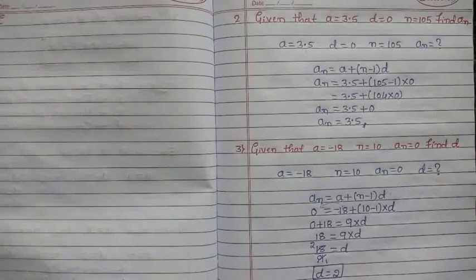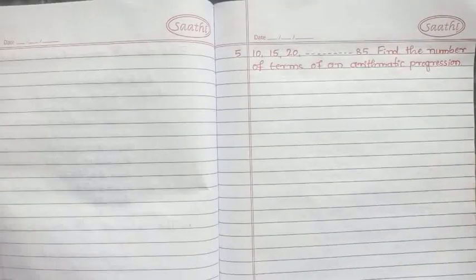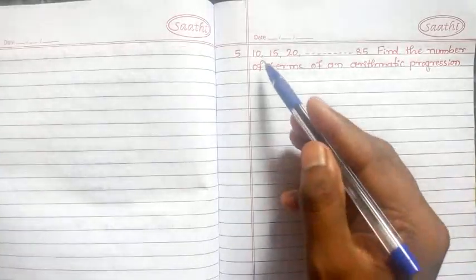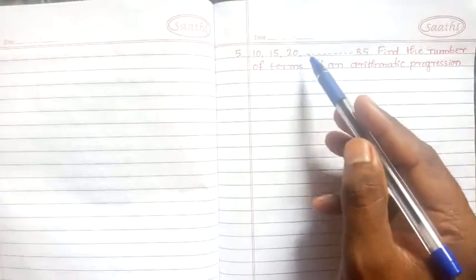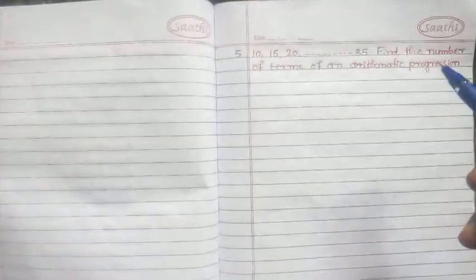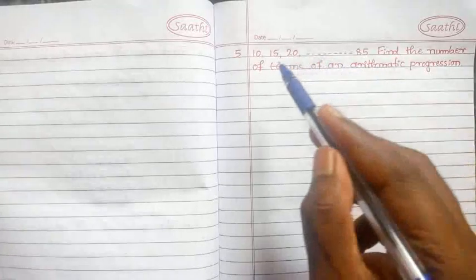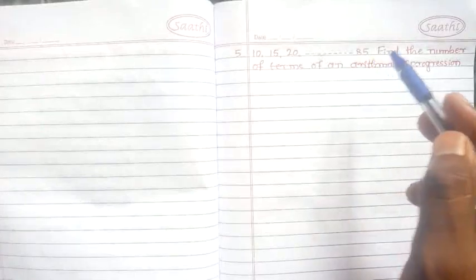Now we are going to solve another type of example. Consider another example. In this example they are given 10, 15, 20, and so on up to 85. Find the number of terms of this arithmetic progression. Here we have to find the total number of terms of this arithmetic progression.